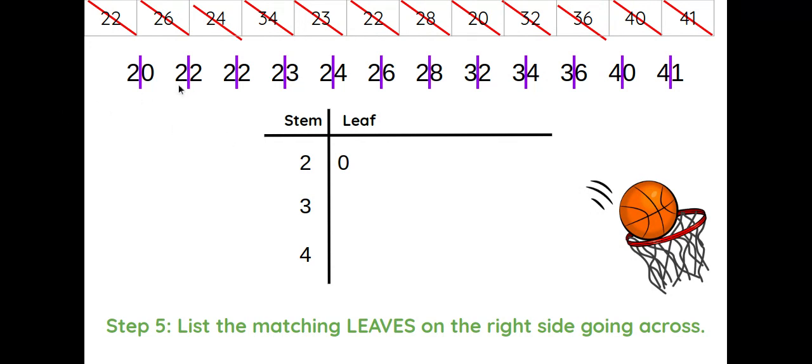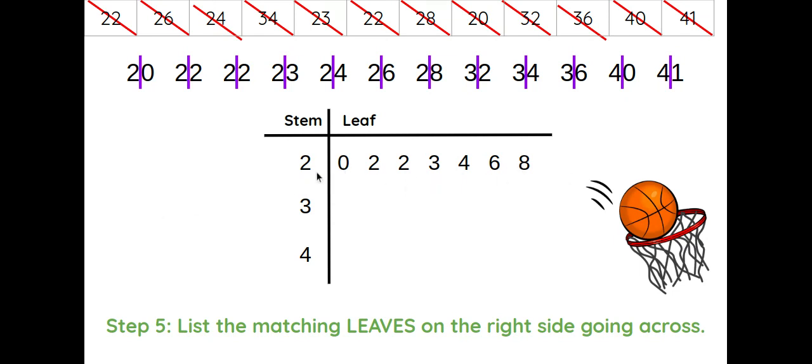In the next number, we have a 2 as a stem and a 2 as a leaf. So we're going to put the 2 as the leaf. The third number, I have another 2 as the leaf, a 3 in the next number, a 4 in the number after that, a 6 in 26, an 8 in 28. So I listed all of my numbers in the 20s in this first row.